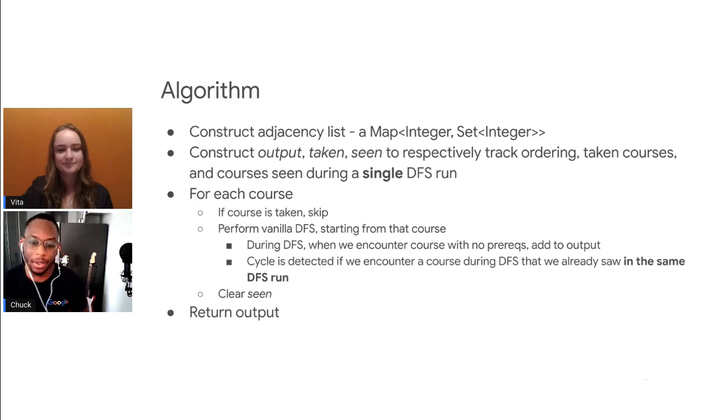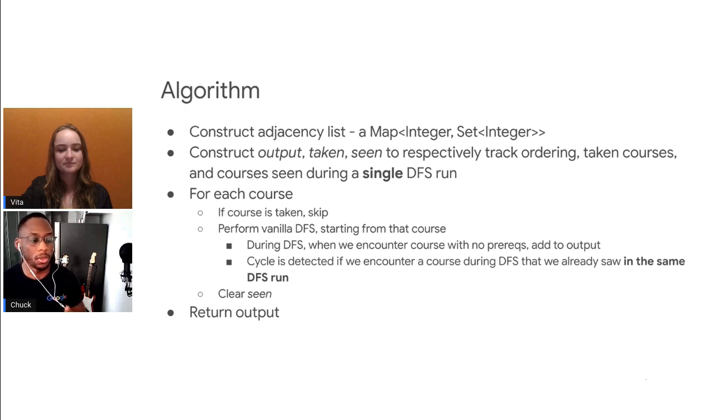All right, let's put it all together. Let's create our algorithm, right? Okay, we need our adjacency list. Let's create that. We're going to use a map that maps from integer to set of integers. Remember, the integers represent the courses. We also need to track 3 things, right? We need to track the output, of course. We have to track courses that we've taken in general. And we also have to track courses that we've seen while we were trying to take a particular course, okay?